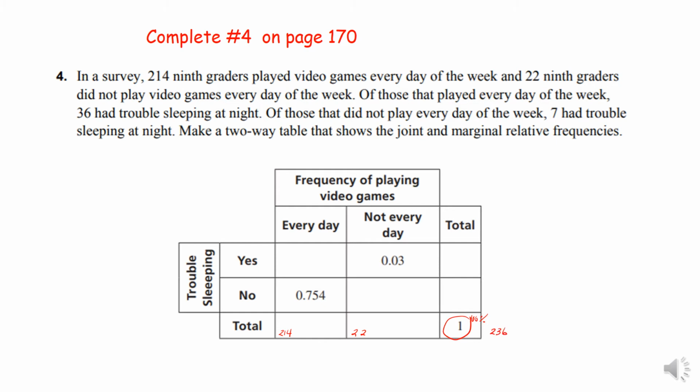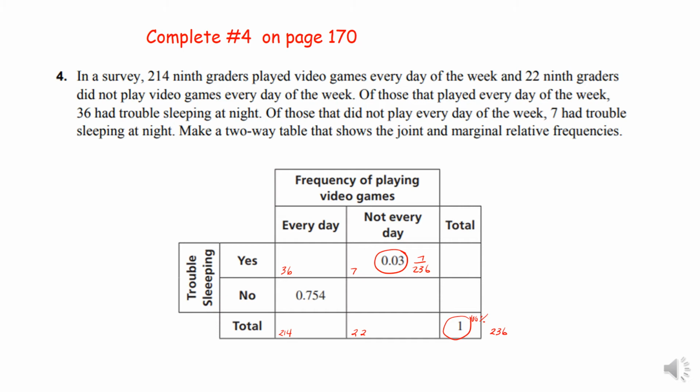Now we can start looking at the chart a little bit more clearly. Of those that played every day of the week, 36 had trouble sleeping at night. So we're going to go 36 here. And of those that did not play, 7 had trouble sleeping. And that one goes right here. So now you can check the math. This should be 7 over 236, and we calculate that out, and this is correct.